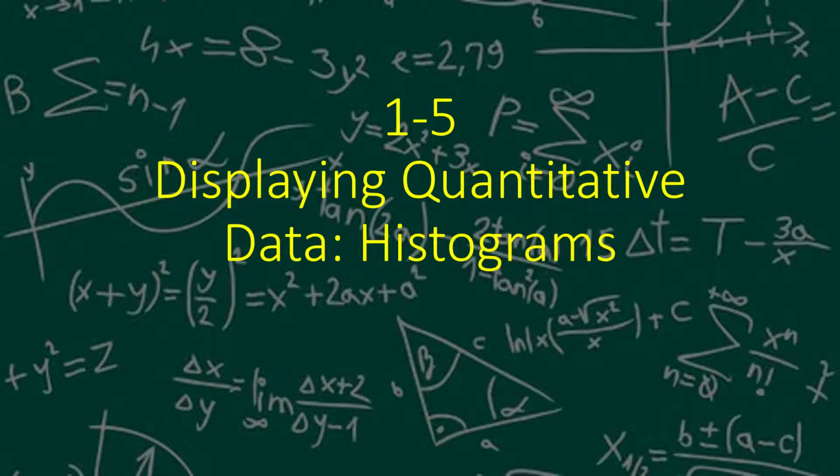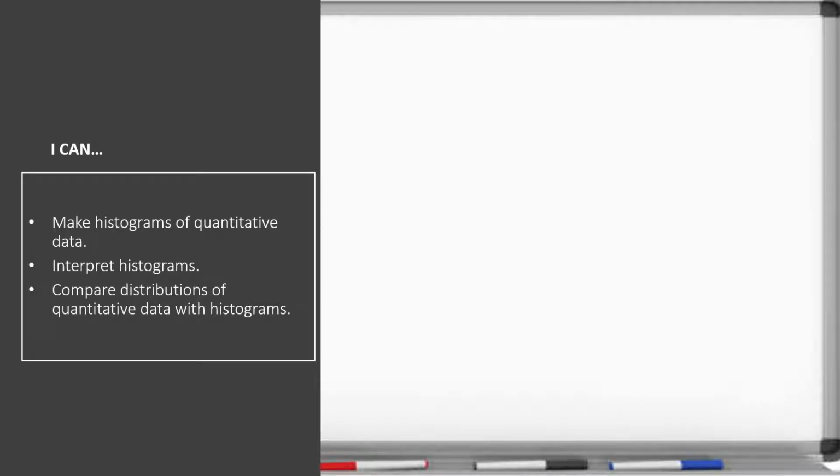In this lesson today, we're going to be discussing how to make histograms to represent quantitative data. We'll talk about how to make histograms, interpret them, and compare two distributions with histograms. The only vocab required is the actual histogram, but we'll be using vocab from previous lessons, such as shapes of distributions, etc.